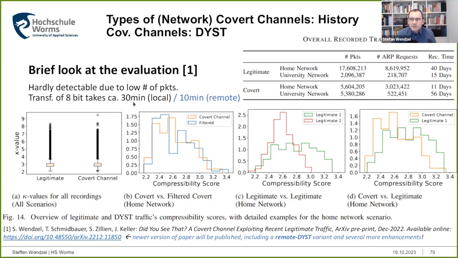In our local setup, it takes us 30 minutes to transfer an 8-bit chunk. And our remote scenario, that is not published as a preprint, it's not part of that paper so far, it will be published soon, takes 10 minutes. We did lots of recordings for up to 56 days in different network environments, and we extracted the ARP packets there, and then we could calculate how long it takes until we find a match of the hash value of a packet.